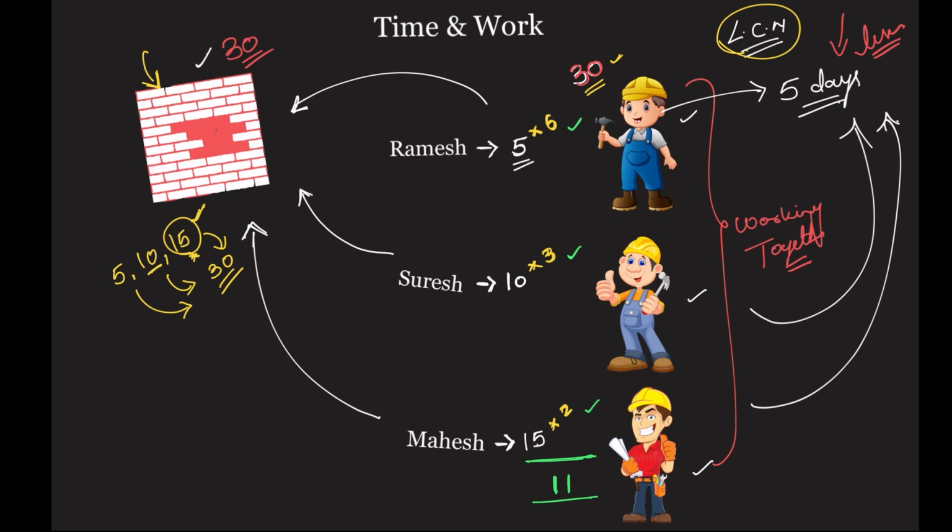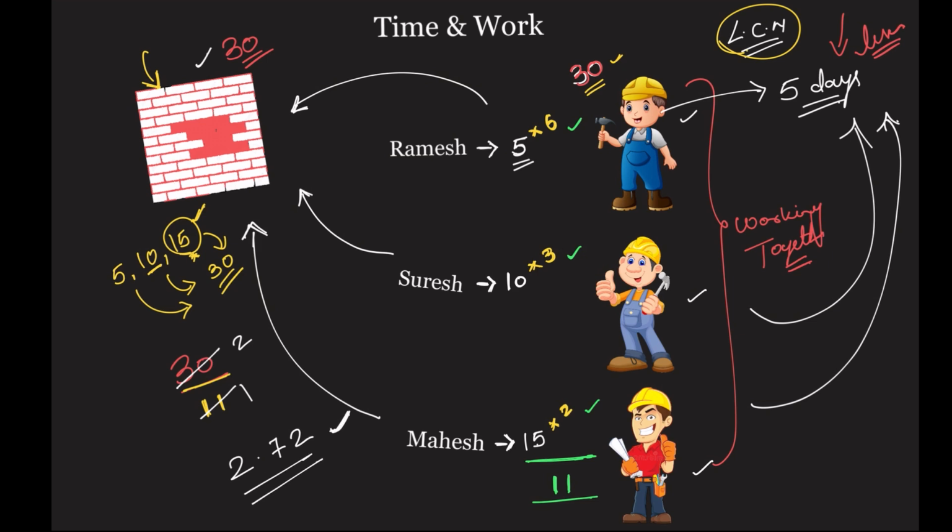How many bricks are you supposed to put in to make this wall? 30. If you put in 30 bricks, the wall will be made. Ramesh, Mahesh, Suresh working together in 1 day can put in 11 bricks. So how many days will be required to put in 30 bricks? The answer will be 11 ones are 11, 11 twos are 22. Then what you are left with is 8 by 11. Now what is 1 by 11? 9.09. 9 into 8 is 72, so 2.72. That should be your answer to this question.